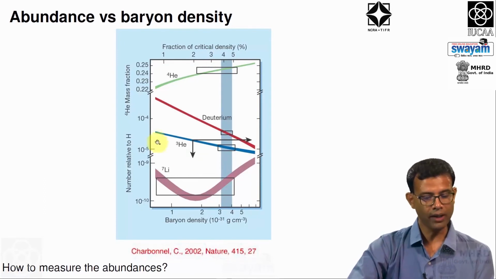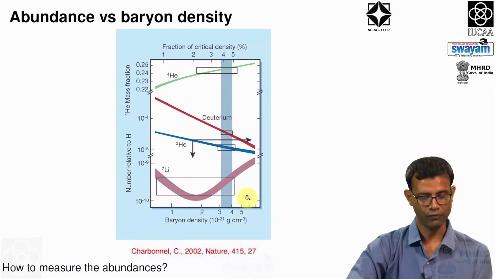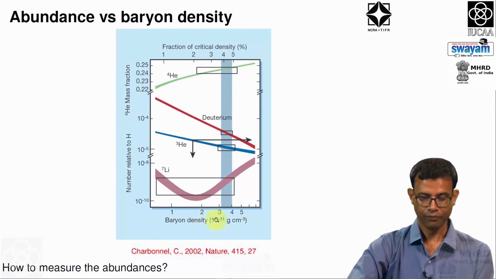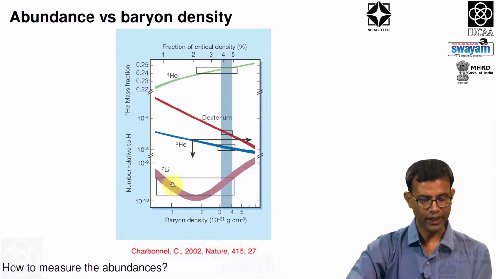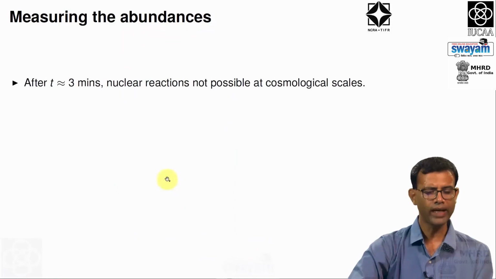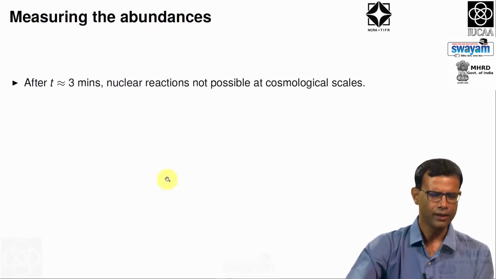We can play the same game in terms of 3 helium and, for example, lithium, and these boxes show the observational constraints for each of them. Now, suppose we combine all the observational constraints, we see that this shaded region is picked out. Okay. So, that is how the game is played. You can ask the question: how do we actually measure the abundances?